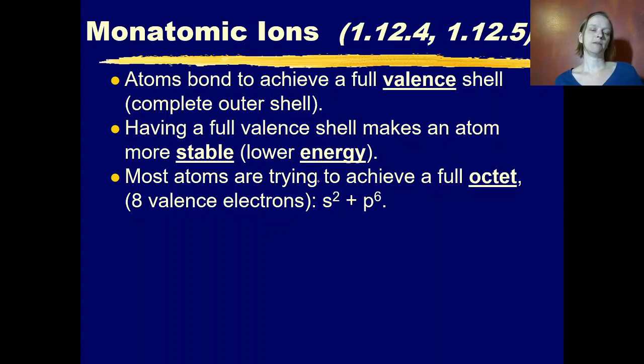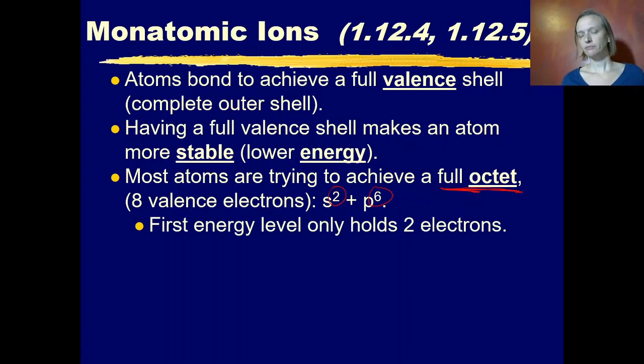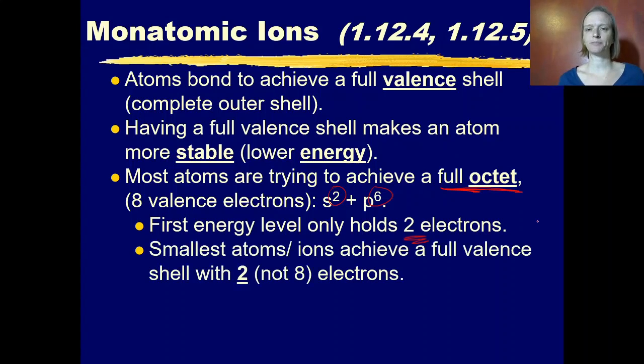So most atoms, for a full valence shell, that means having a full octet, a full set of 8 valence electrons, 2 in the S sublevel and 6 in the P sublevel. You have to remember that the first energy level can only hold 2 electrons, so sometimes having a full valence shell does mean just having 2 electrons if you're near helium, if you're early on the periodic table. So those smallest atoms and ions achieve a full valence shell with just 2, not 8 electrons.